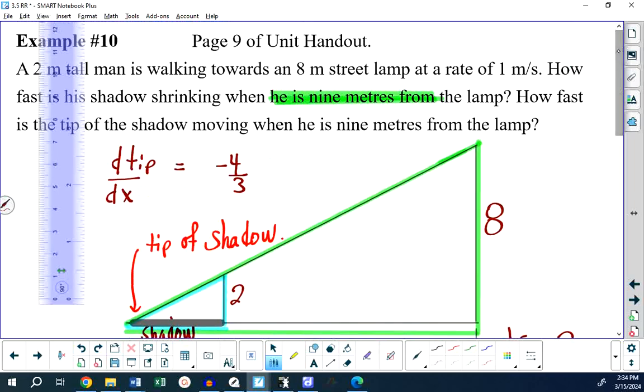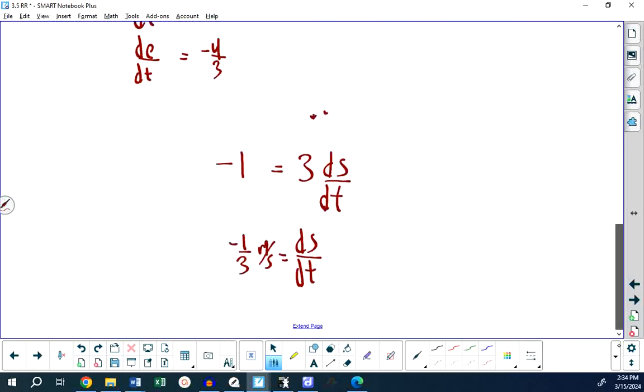The question is, how fast is the shadow shrinking? The shadow is shrinking at 1/3 of a meter per second. Just to be picky, right? You're asked for the rate at which it's shrinking. So if it's changing at -1/3, then it's shrinking at 1/3.